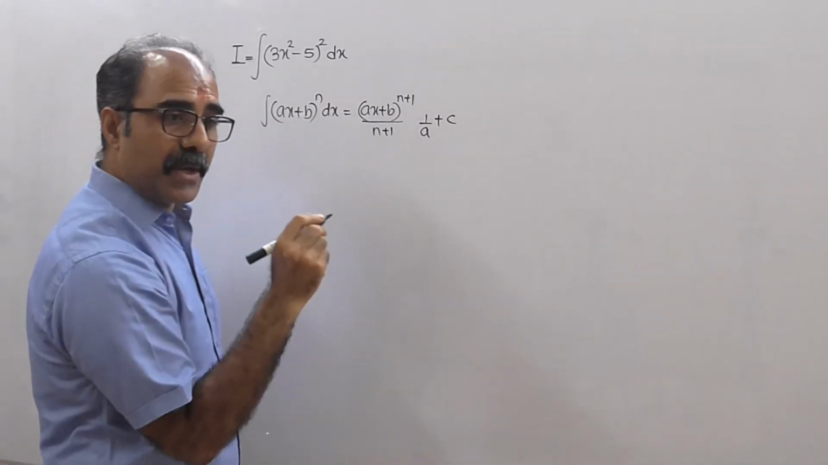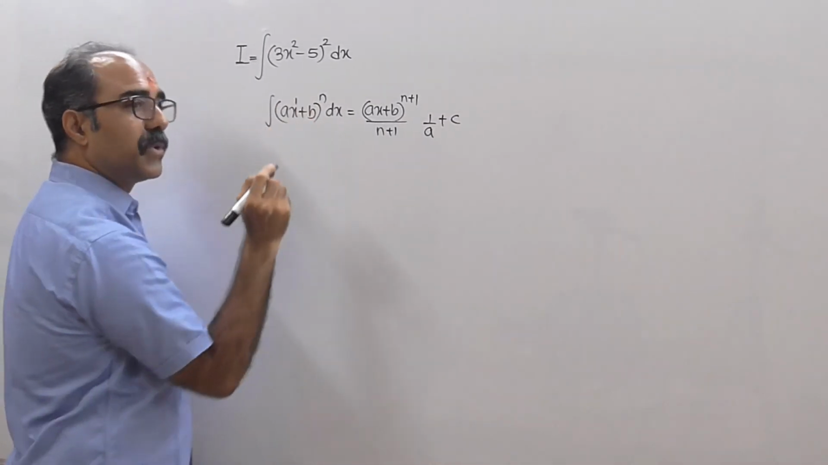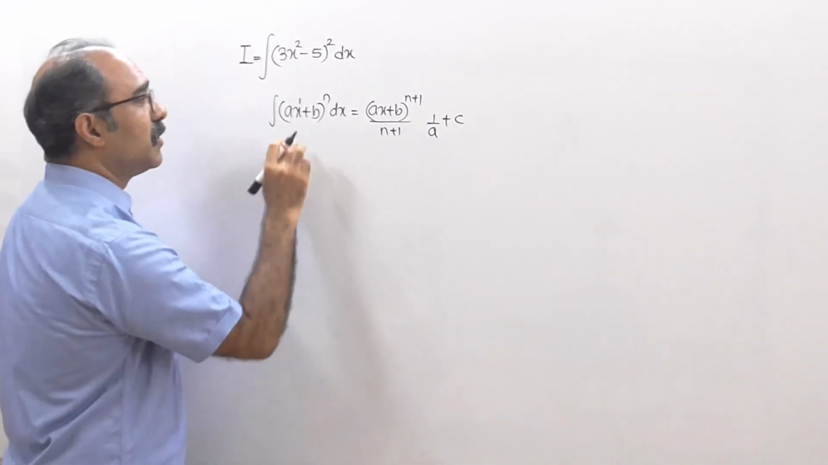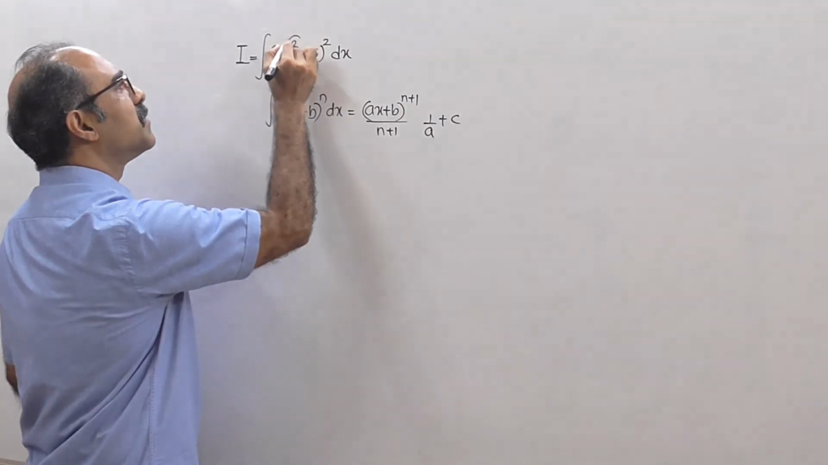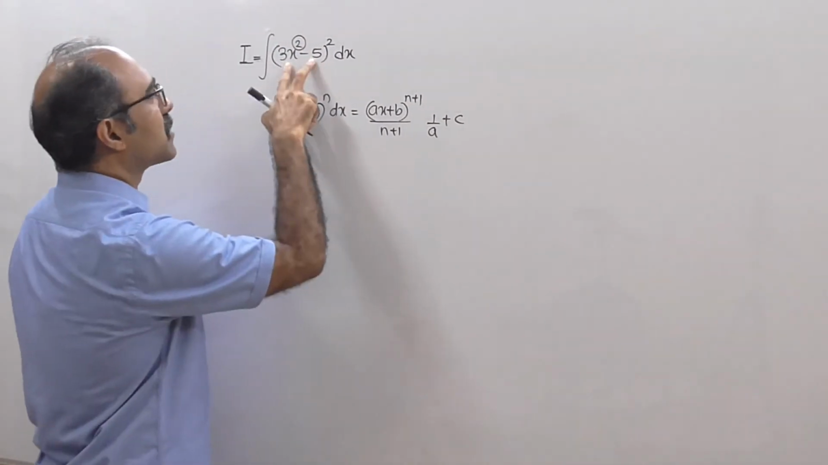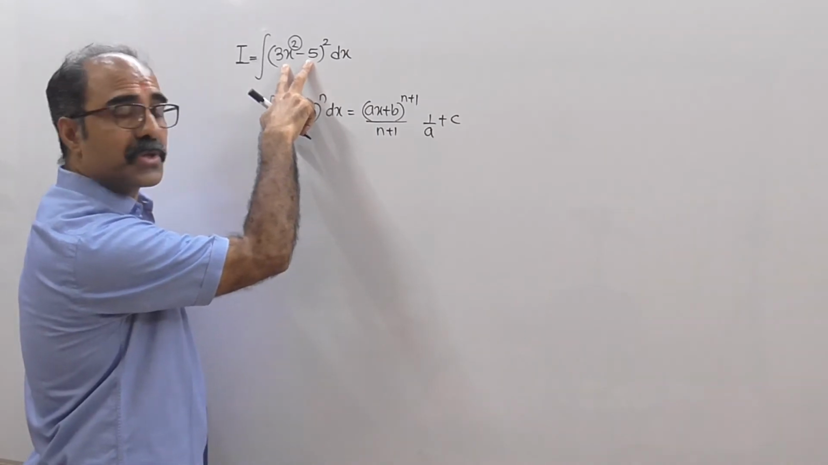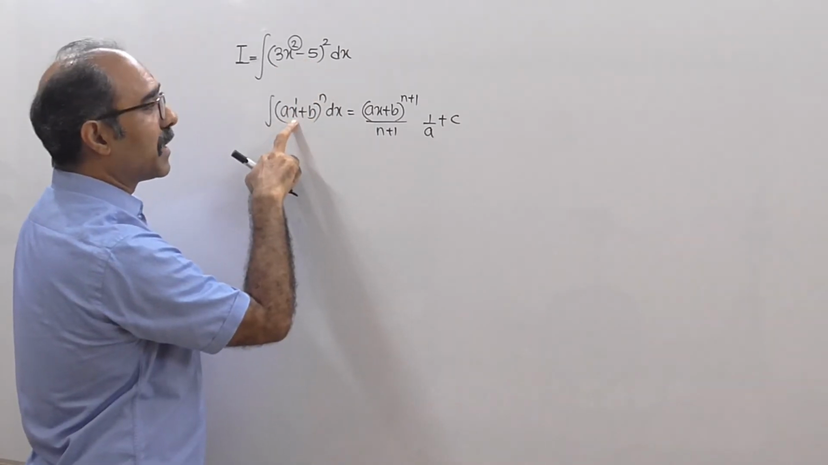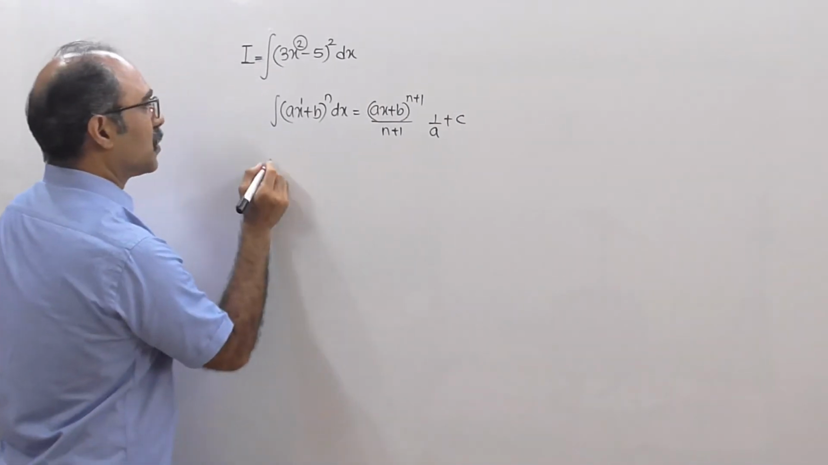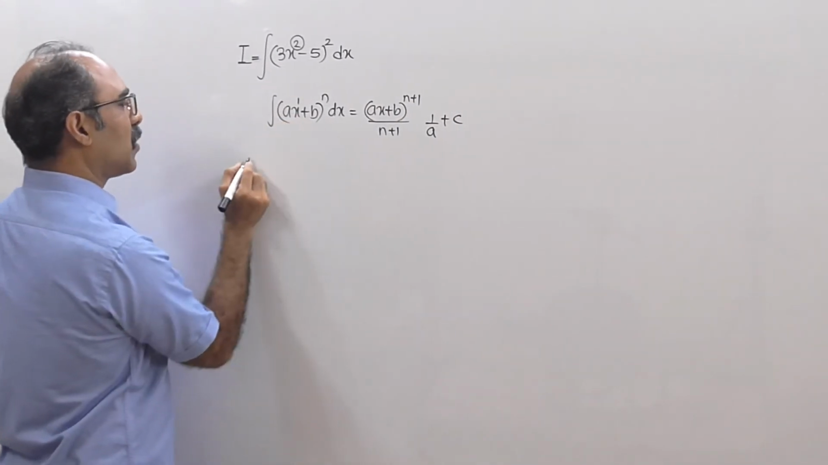But when I was explaining, I said that these formulas can be used provided the power of x is 1. If the power of x is not 1, you cannot use this formula. And here, if you see, the power of x is 2. So automatically this translates to a quadratic equation, and this formula is applicable only for linear equations. So that means this formula cannot be used.